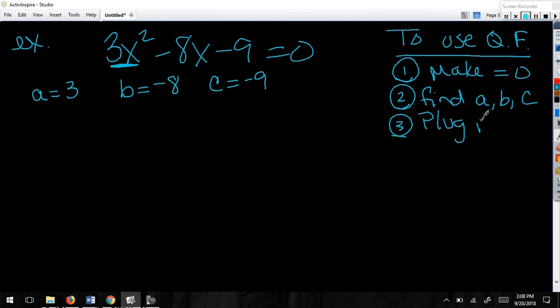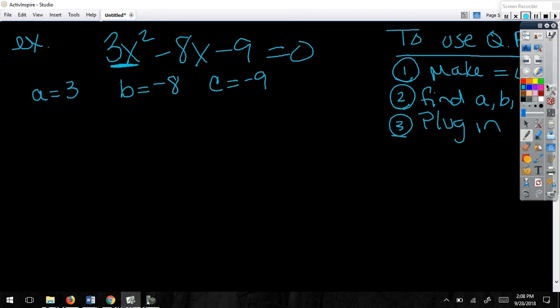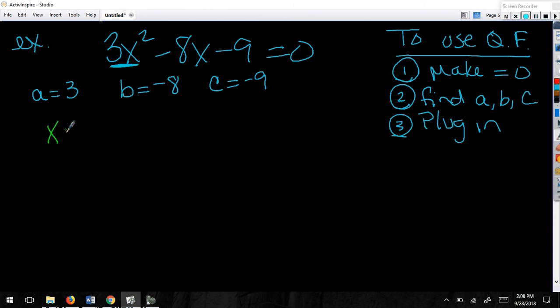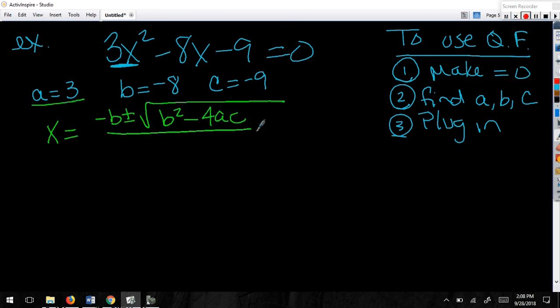So I'm going to say plug in. Okay, guys. Aaron. Plug in means plug into the quadratic formula. That means, here's my formula. Everywhere you see an A, you're going to replace it with 3. Everywhere you see a B, what are you replacing it with? -8. And everywhere you see a C, -9.